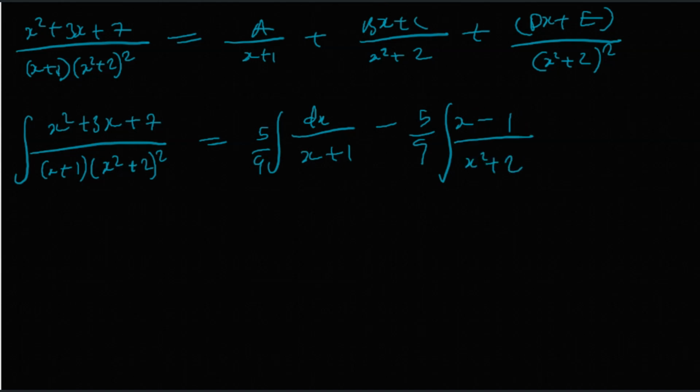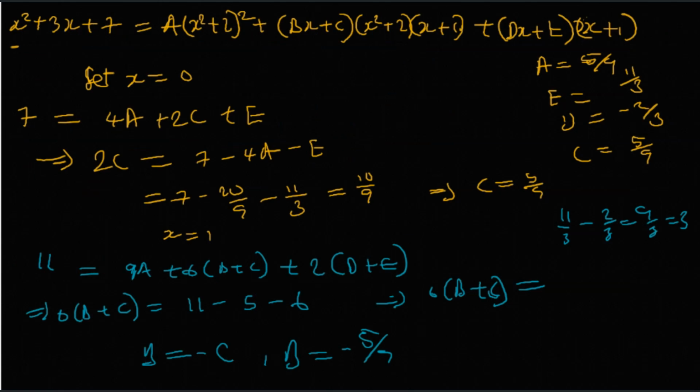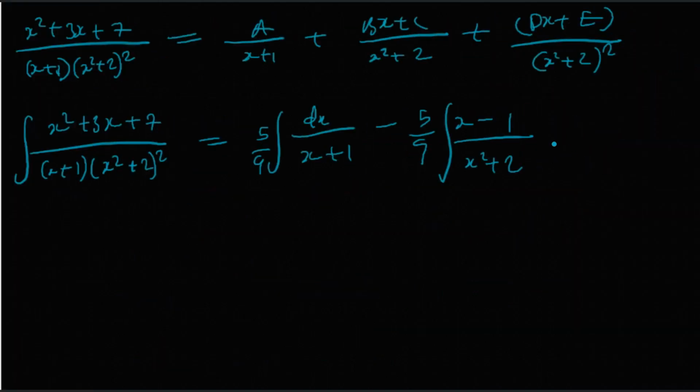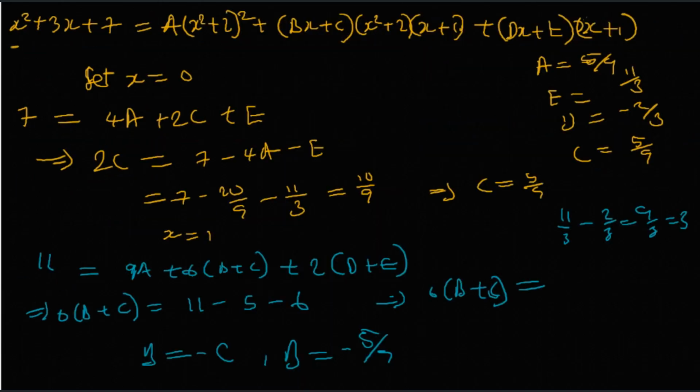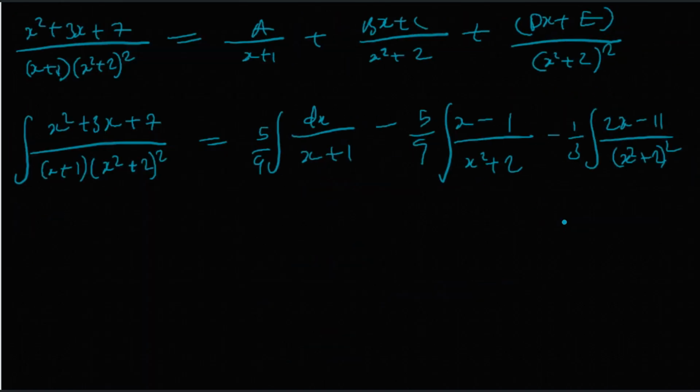And what is d here? D is negative 2 over 3, while c is 5 over 9. E is 11 over 3. So that is the same thing as negative 1 over 3. That is the integral of 2x minus 11 all divided by x squared plus 2 all squared. Let me be sure. E is 11 over 3.